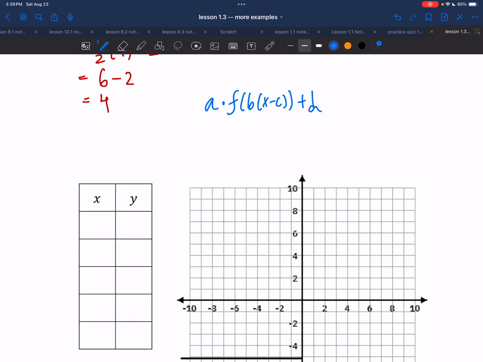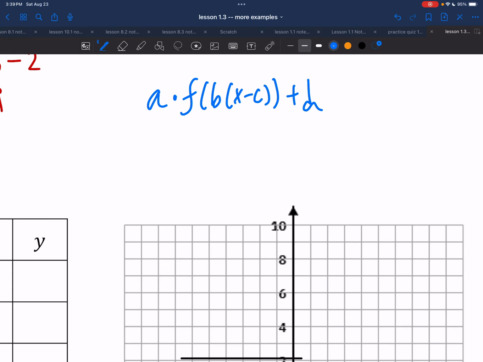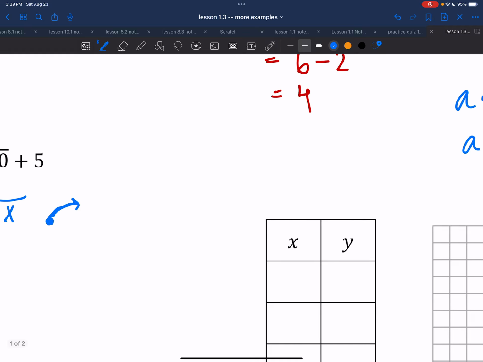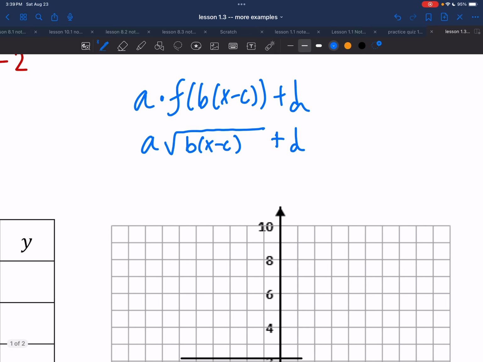These are general function transformations. But in particular, for a square root function, f, the function, is square root x. So the inside of this is b times x minus c, and on the outside is a, and then plus d right here. Now that I have that, I'm going to write the function right below. So it looks like it's negative 4x minus 20 plus 5. Okay, let's write that. Negative square root 4x minus 20 plus 5.